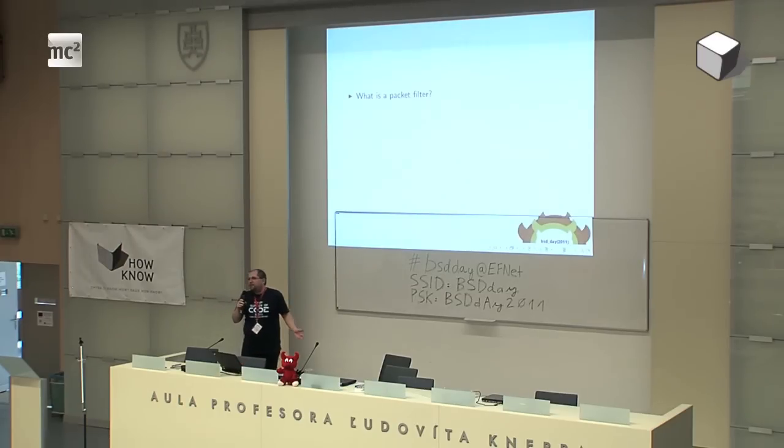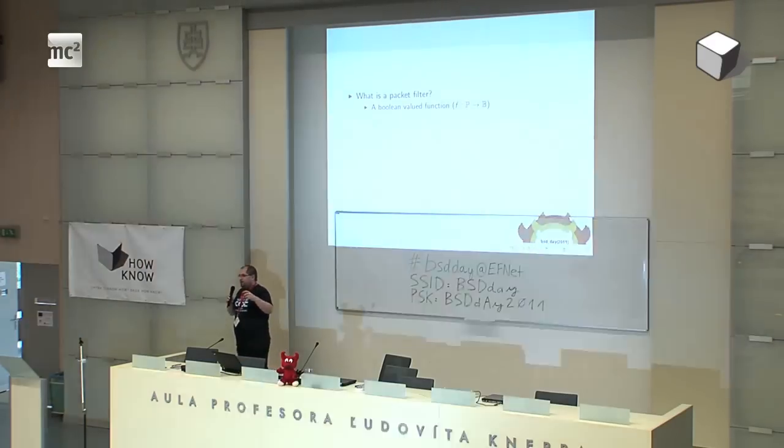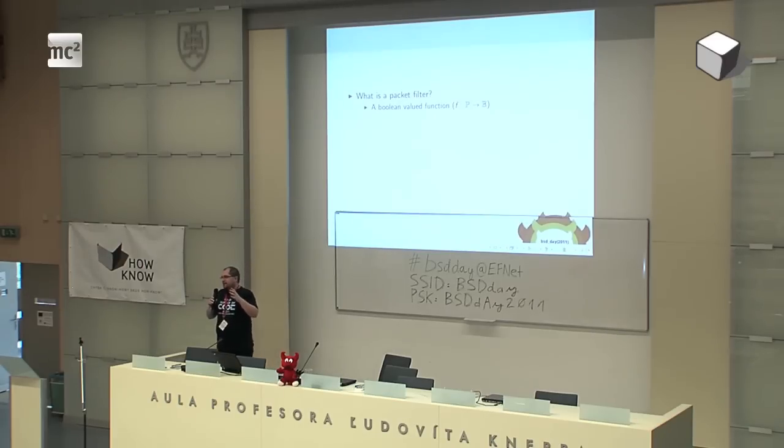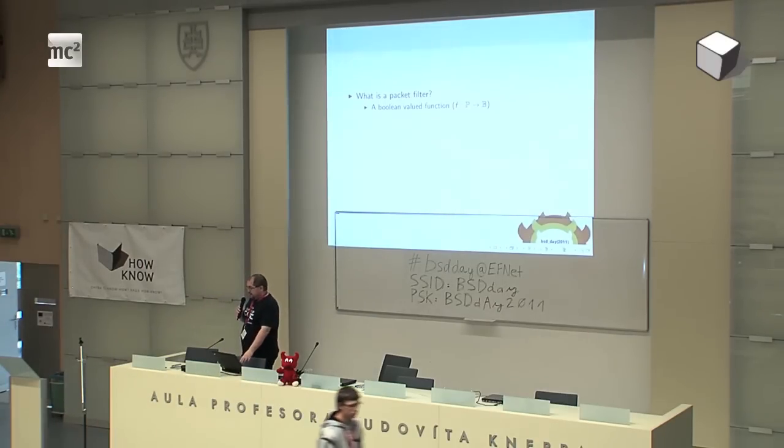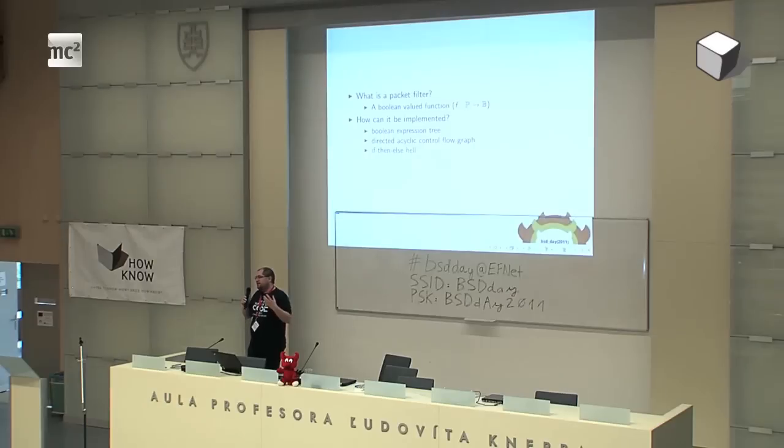So, to talk about firewalls, we have to somehow define what a firewall is in the first place, right? The simplest view of a packet filter, of a firewall, is that it's a Boolean valued function. Because you receive the packet, and you decide, based on whatever, if you want to keep it, drop it, forward it to your application or another interface, or whatever you want to do with it. And there are a few different implementations on how to decide in this situation.